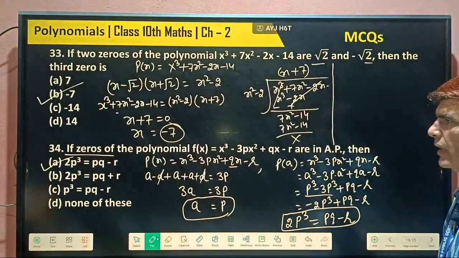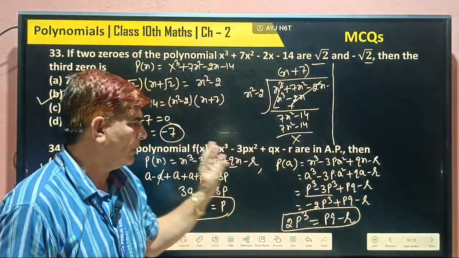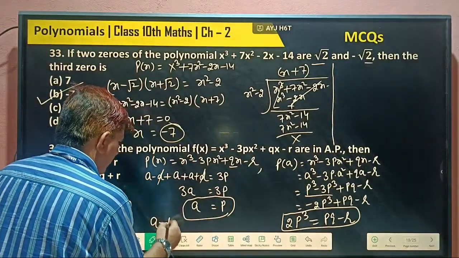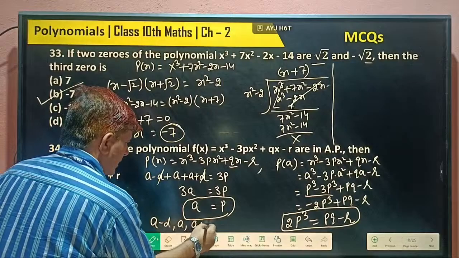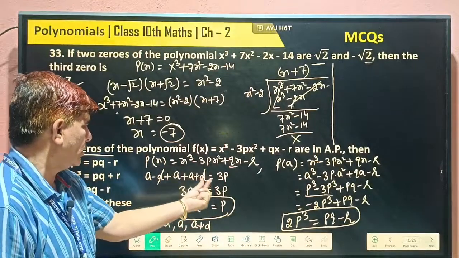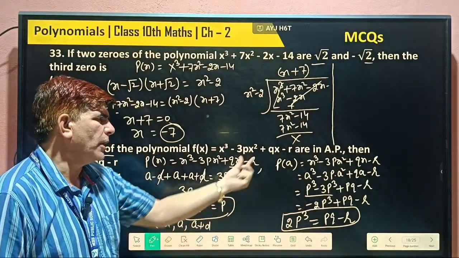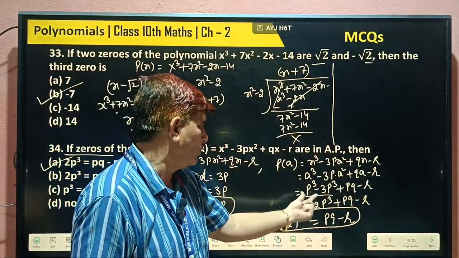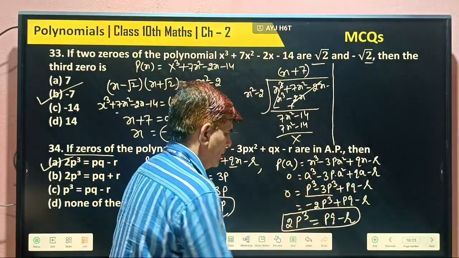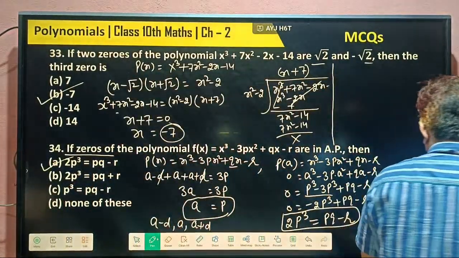Got it? Again I can repeat, saying zeros of this polynomial are in AP. So its zeros are a minus d, a and a plus d. All three are in AP, so the sum of the zeros is equal to 3p, and this gives a equal to p. Then by using the remainder theorem, we can put the value. What value? This. Got it?